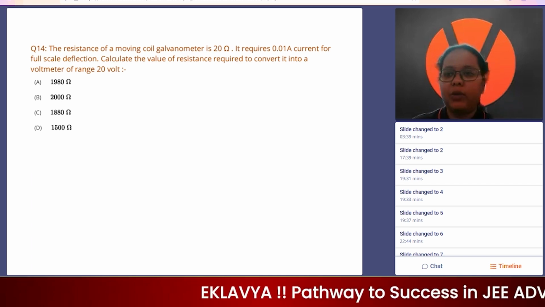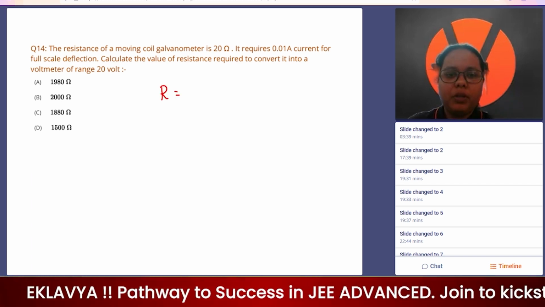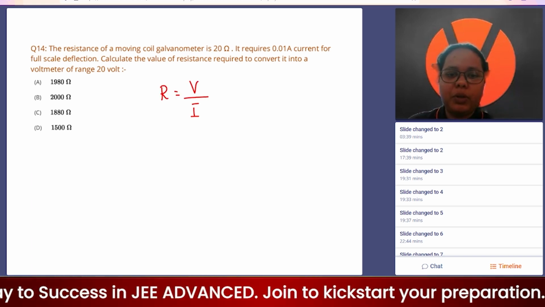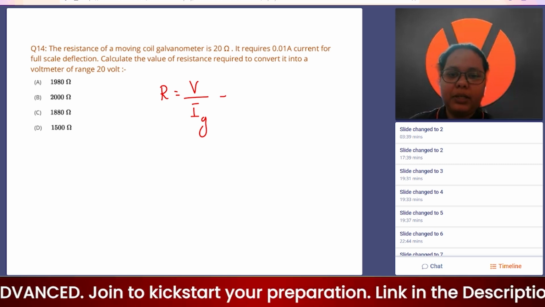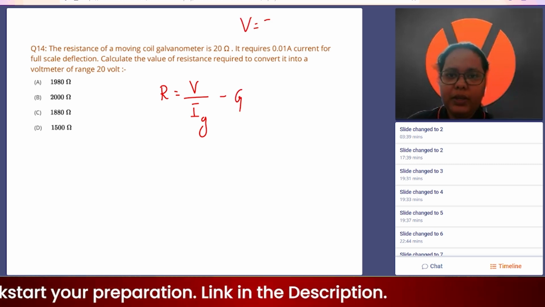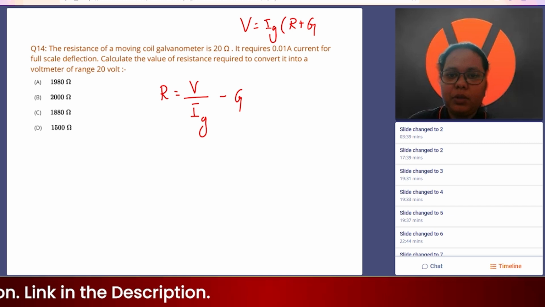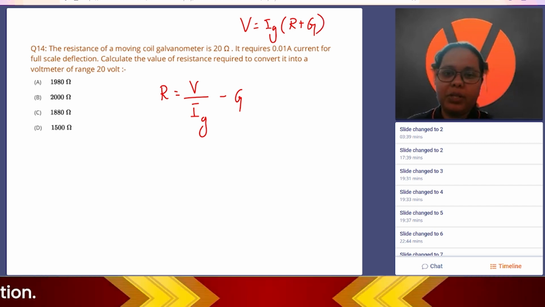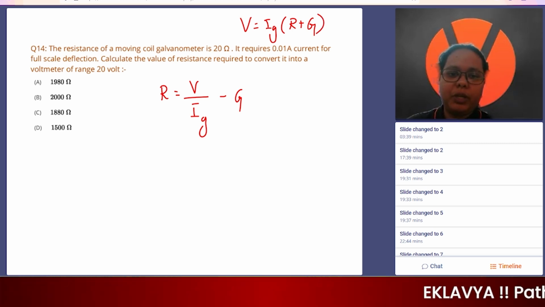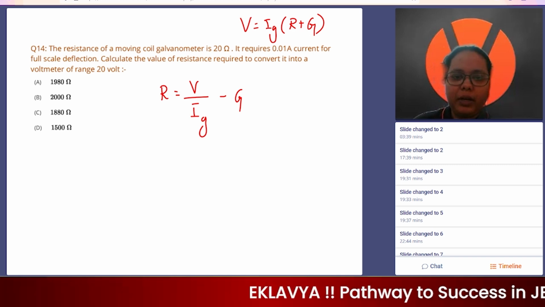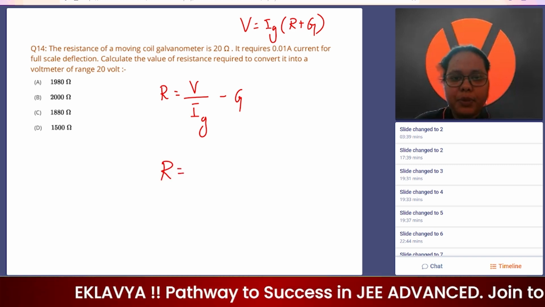So, resistance to convert it into a voltmeter. It's a direct formula question only. What we know is R = V/Ig − G, or Ig(R + G) = V. Here they mention the galvanometer resistance, the potential, and the galvanometer current, so directly you can substitute.